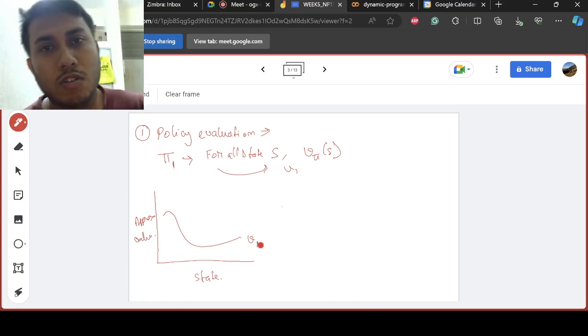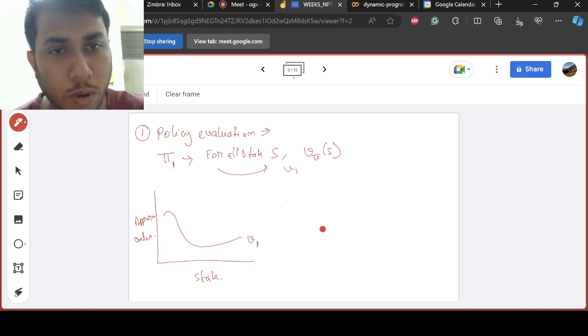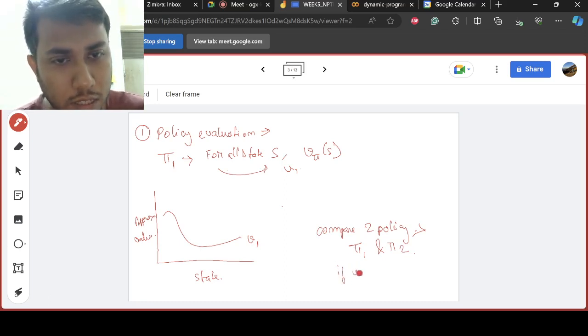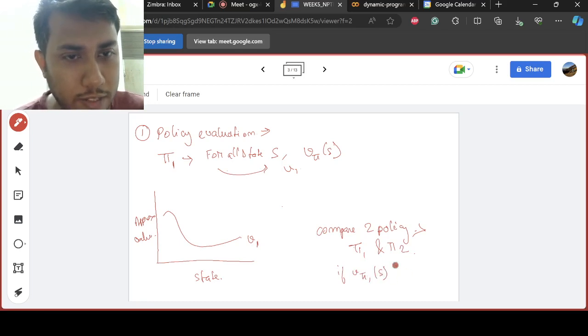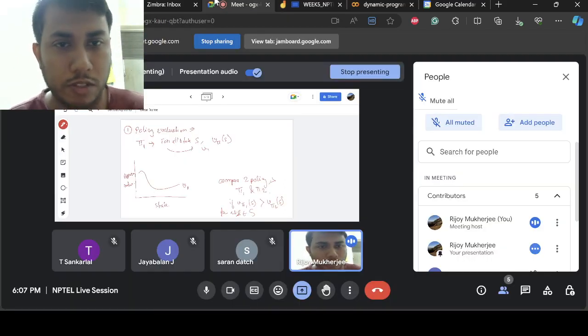Now, in the last week you were also given the concept of how to compare two policies. Given policies pi 1 and pi 2, how will you compare them? The concept was that you check that v of pi 1 at state s is greater than or equal to v of pi 2 at state s, for all s belonging to capital S. So this is the concept of comparing two policies.